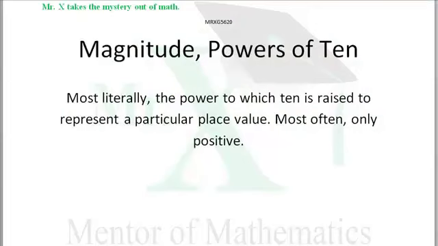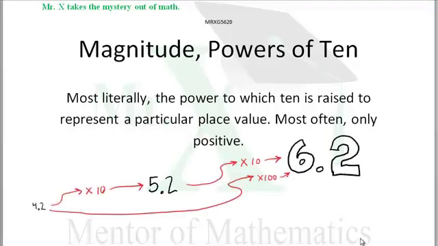In common language, when we speak about orders of magnitude, we're talking about powers of 10. A 6.2 earthquake should have 10 times the energy or amplitude of a 5.2 earthquake. And a 5.2 earthquake is 10 times as big as a 4.2 earthquake and so forth. So those are magnitudes and they are powers of 10.